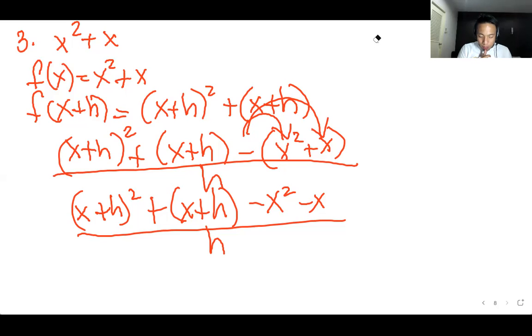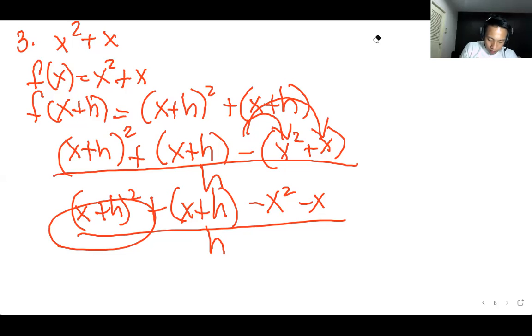What will be the next one? So, gagawin natin is we need to combine all of those. So, combine pa natin. Paano combine kaya yan? Mahaba-haba. Okay? So, combine natin siya. Unahin ko muna, i-expand ko muna siya. Okay.